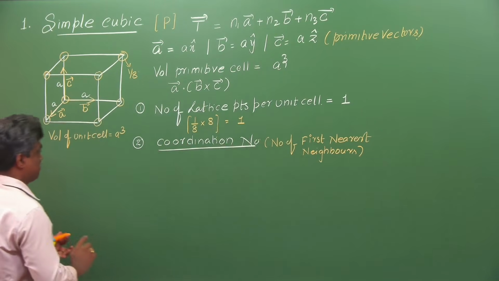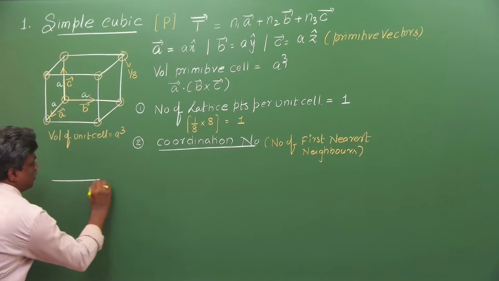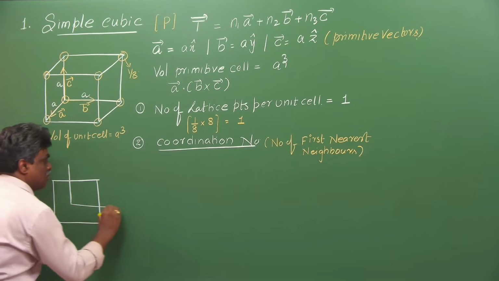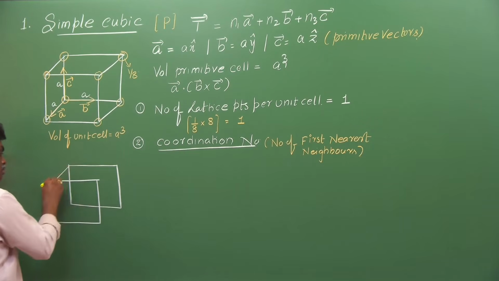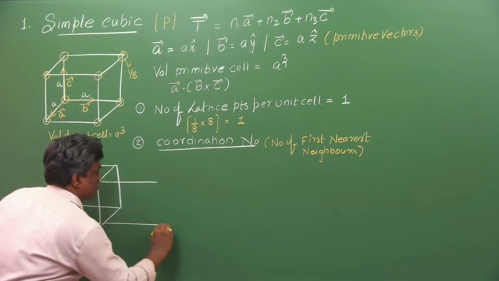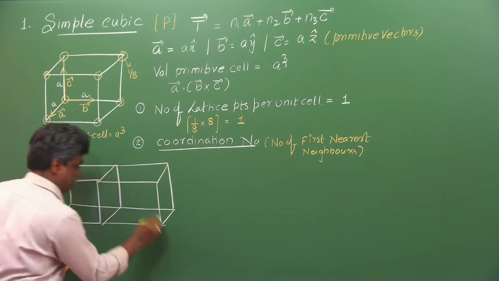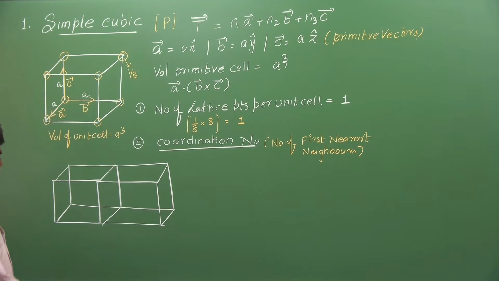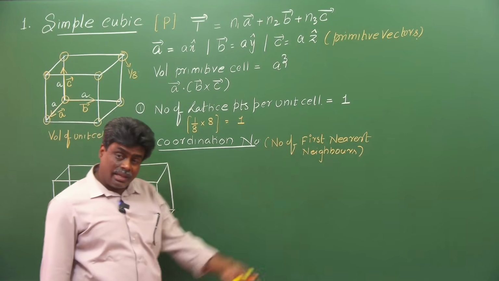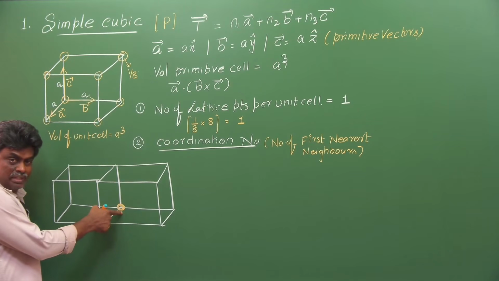Right. Now listen. Let me take the diagram. So here I am taking a simple cubic structure. All of you please listen. So this is the simple cubic structure. Again one more I will take. Now let me find. So what is the coordination number? That means I have to find the number of first nearest neighbors. I am taking this atom. For this I am going to find the coordination number.